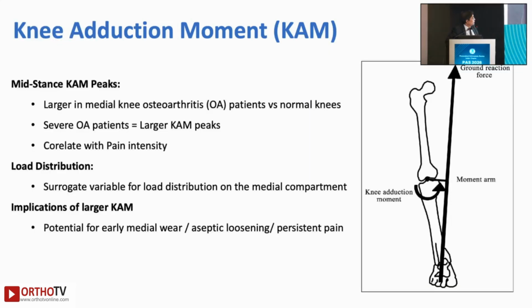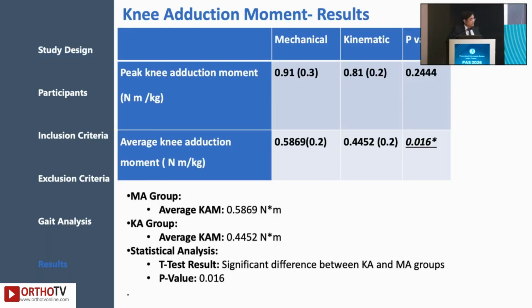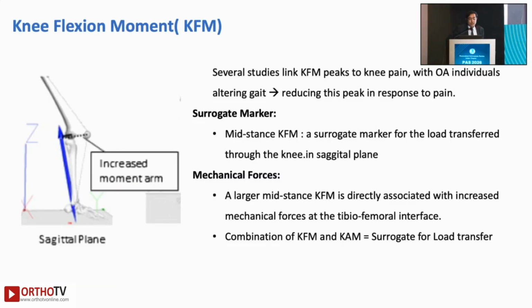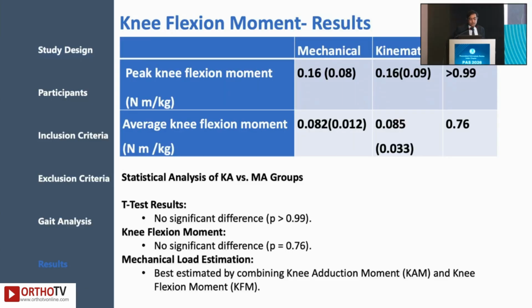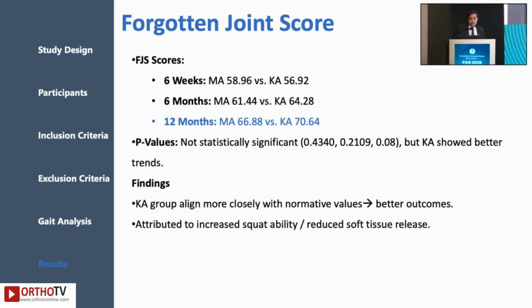The knee adduction moment arm was also calculated, and there we found that the kinematic group had a better result as compared to the mechanical group. It was 0.81 as compared to 0.91, which was significant. And the knee flexion moment was also calculated here. Although there was no significant difference, it was better with the kinematic group.